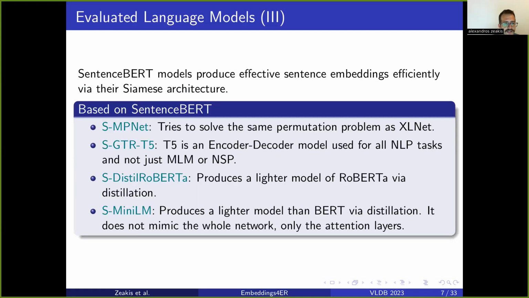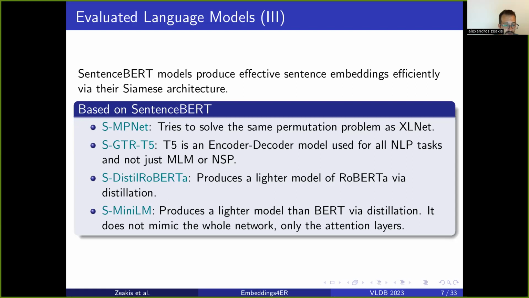The third category is Sentence-BERT models, which produce more effective sentence embeddings efficiently via their Siamese architecture. The first model is S-MPNet, which tries to solve the same permutation problem of XLNet. Note here that for S-MPNet, as for other models in this category as well, we explain MPNet, which is the base model that is used in collaboration with the Siamese architecture. Next, we have S-GTR-T5. T5 is an encoder-decoder model used for all NLP tasks and not just MLM or NSP.